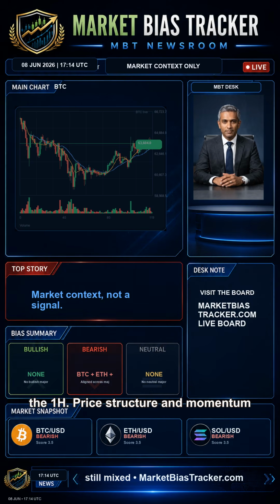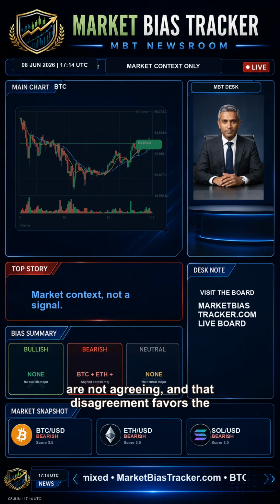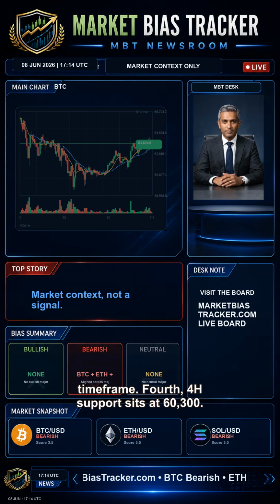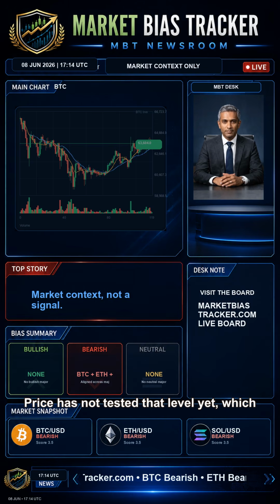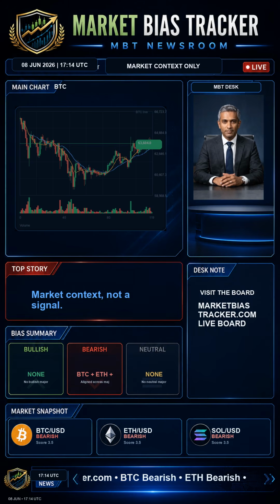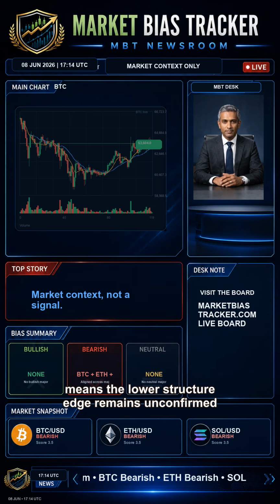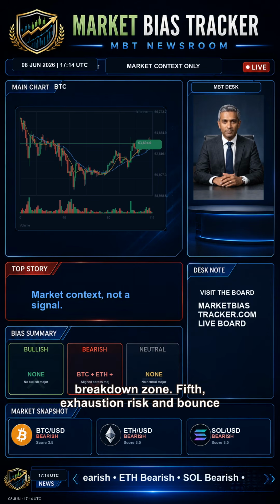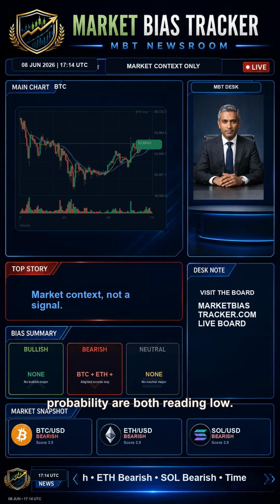Third, bearish divergence is confirmed on the 1H. Price structure and momentum are not agreeing, and that disagreement favors the bearish case on the shorter time frame. Fourth, 4H support sits at 60,300. Price has not tested that level yet, which means the lower structure edge remains unconfirmed as either a floor or a breakdown zone.